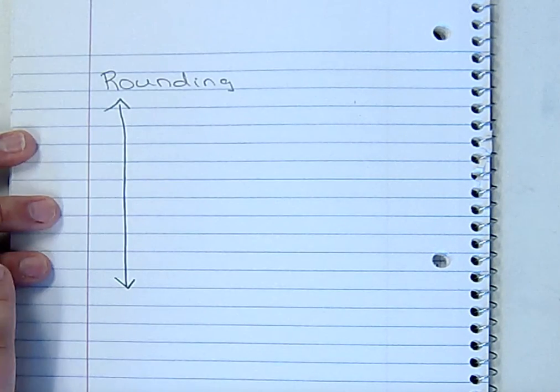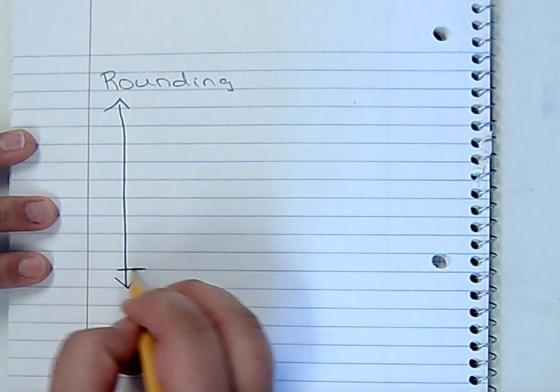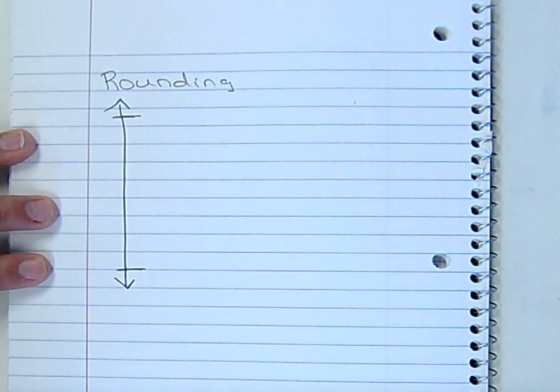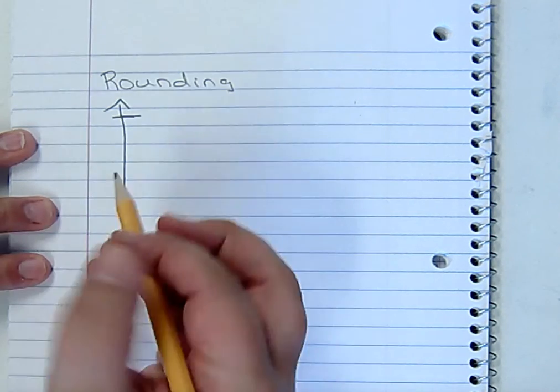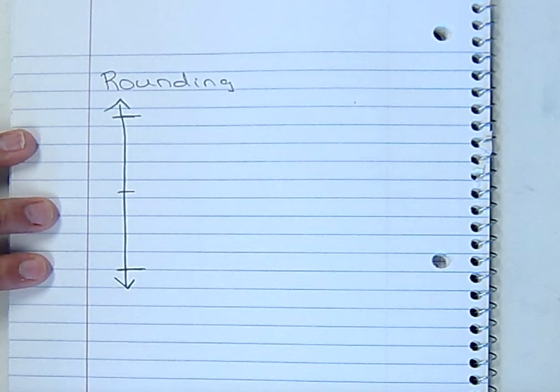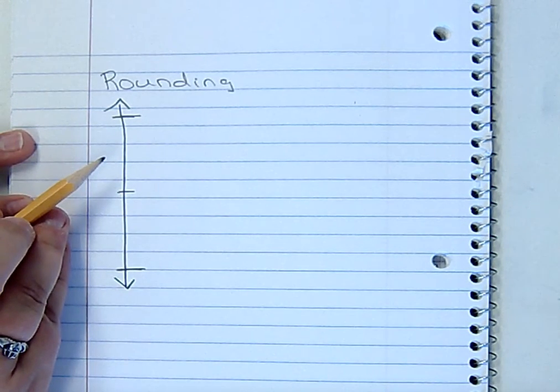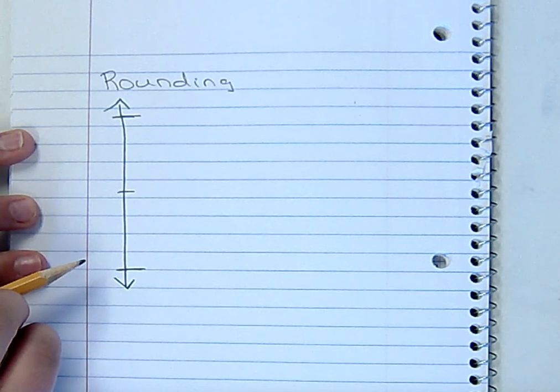Now, a vertical number line has a line on the bottom and a line on the top. These are for our benchmark numbers. The benchmark numbers are the numbers we're going to round to. It also has a midpoint, a halfway point between those two. This helps me visualize if I'm going to be rounding up or if I'm going to be rounding back.